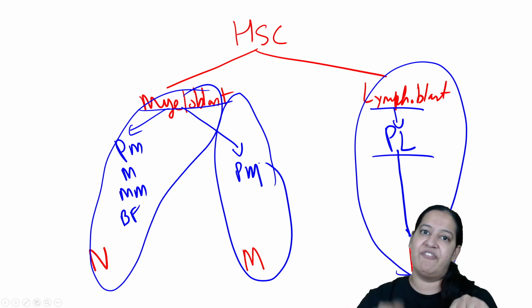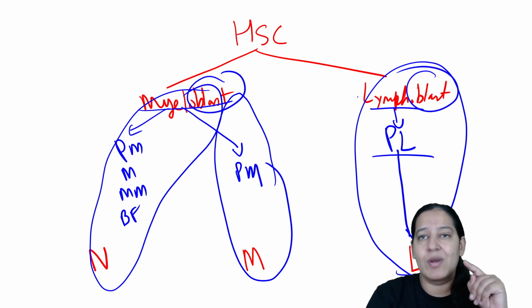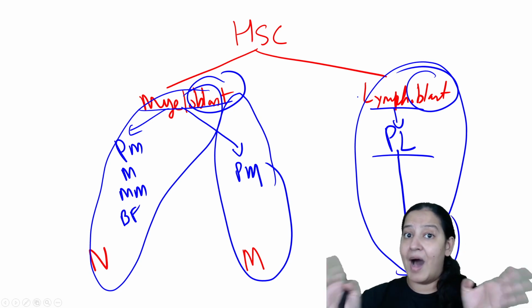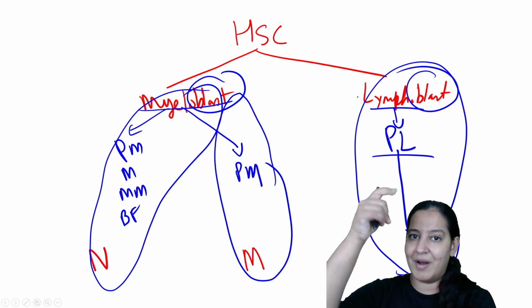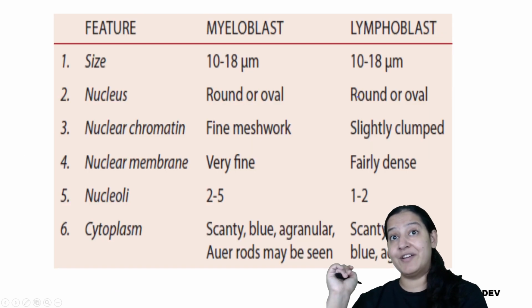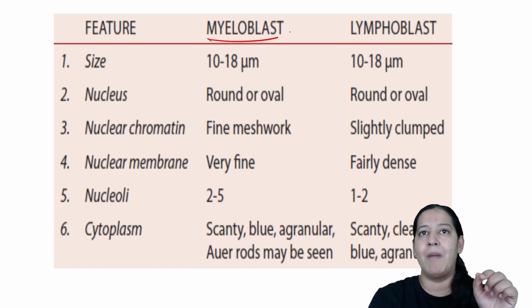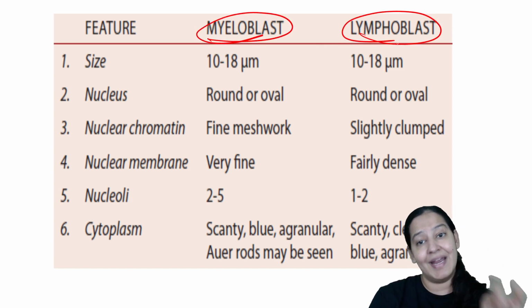So blast is the first cell. The arrival of blast in the blood is known as leukemia. Leukemia is nothing but the arrival of blast in the blood. Blast occurs in bone marrow. Blast does not occur in blood. If blast occurs in blood, it is leukemia. So I hope you got it. We have two types of blast: myeloblast in myeloid leukemias and lymphoblast in lymphoid leukemia.